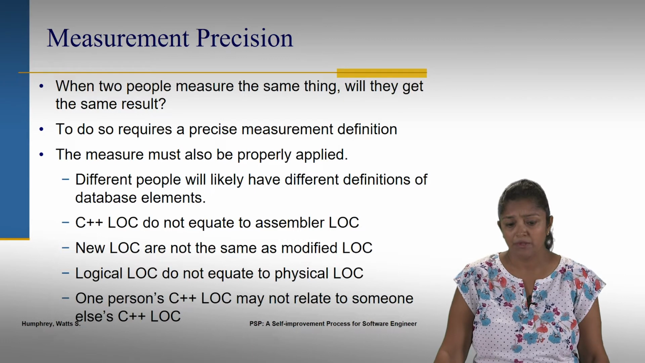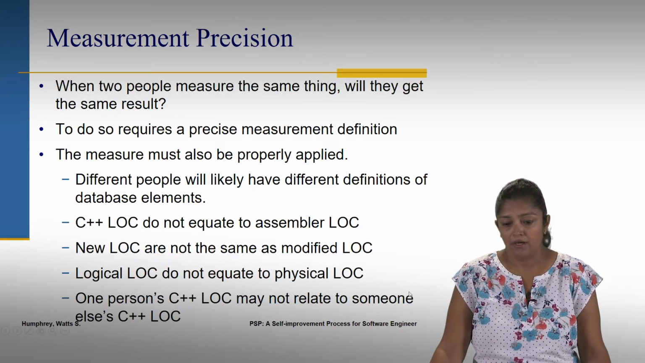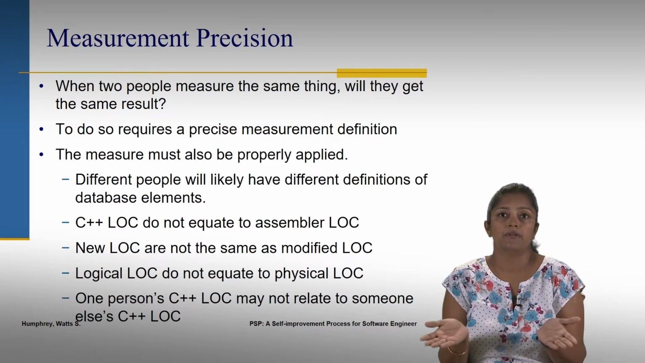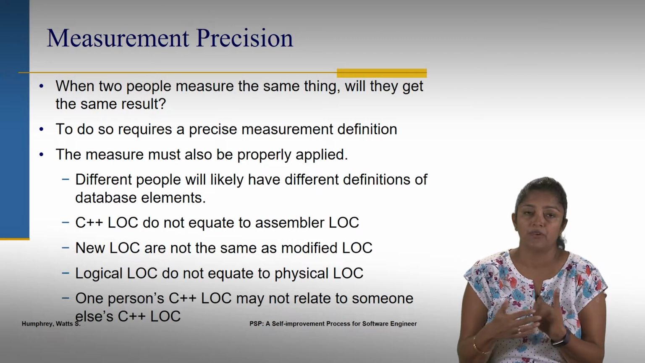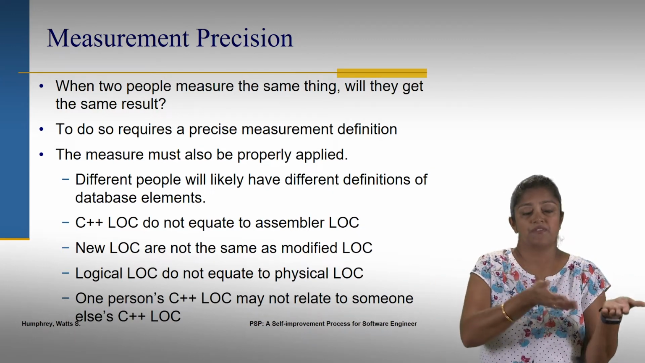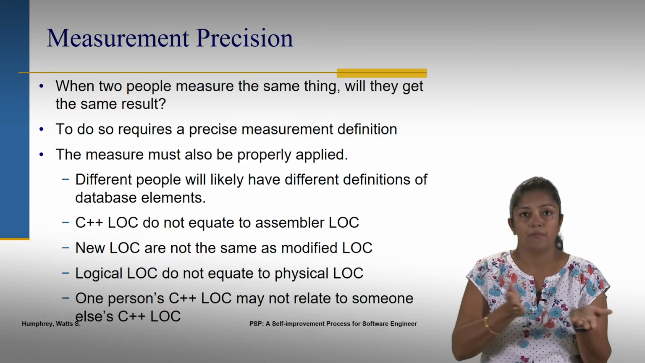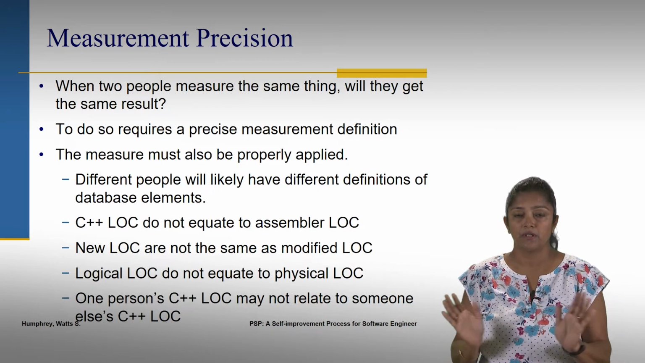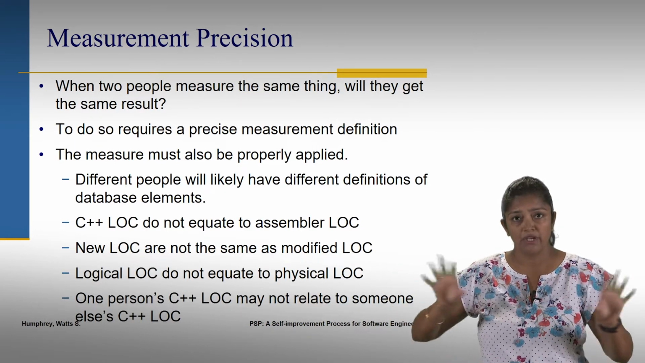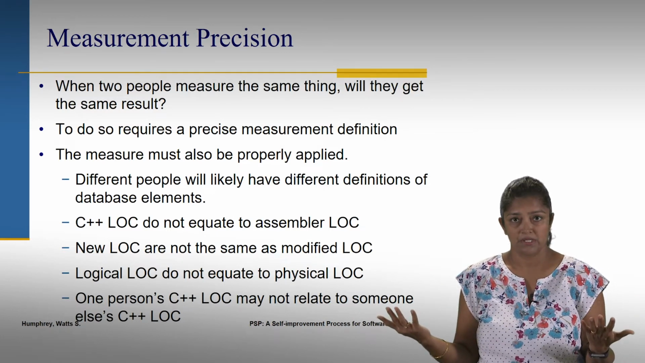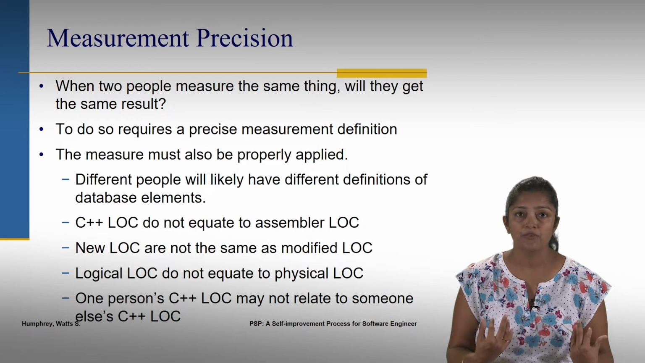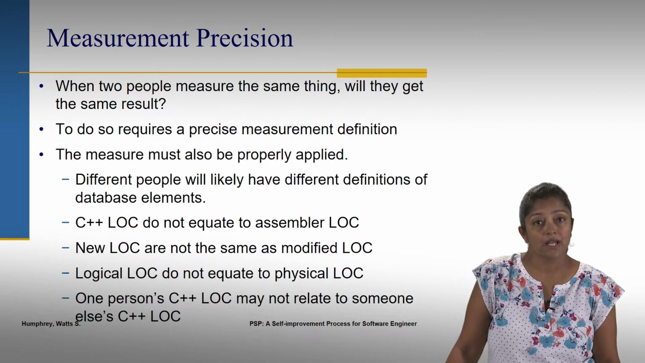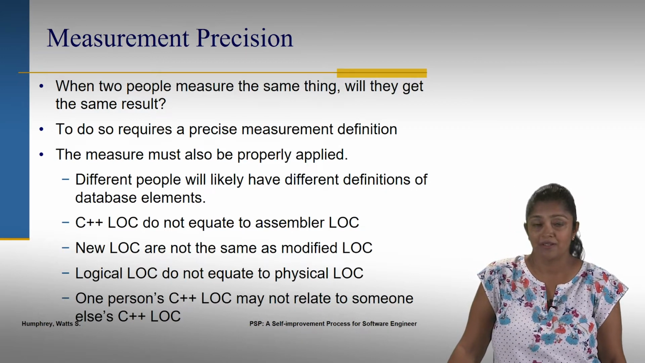So again the measurements, when different people are doing it, for the same kind of problem definition, they might have different definitions of database elements and might end up with different numbers of database elements. Say for example, C++ lines of code cannot equate to assembler lines of code. And here we're talking about dealing with different kinds of programs. Again, the measurements between them also are not going to be the same. Again, looking at new lines of code versus modified lines of code, it's not necessarily the same. Logical lines of code may not equal physical lines of code, and there's a difference between that.